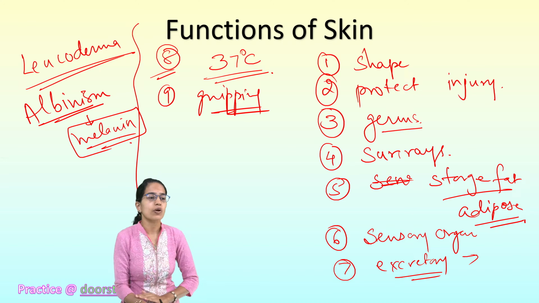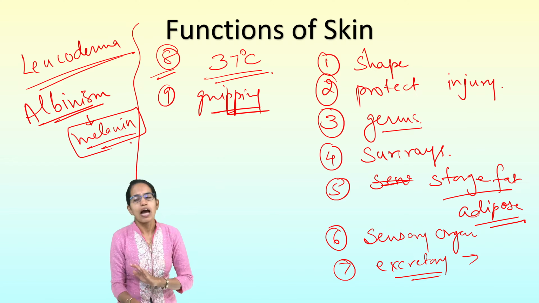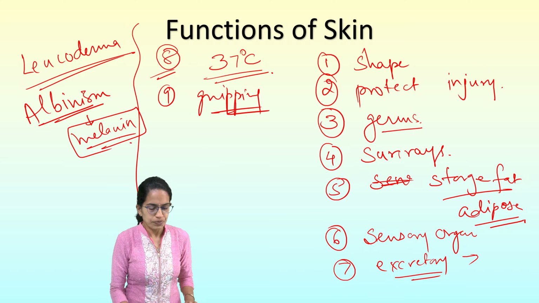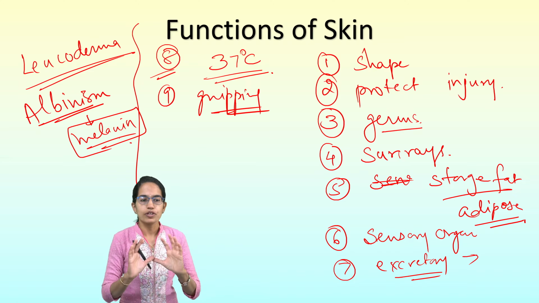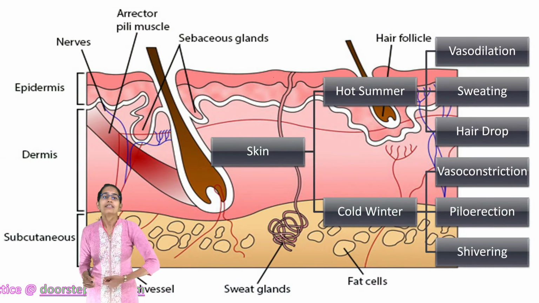The another important disorder is leukoderma, which is white patches on the skin, and that is loss of the pigmentation in the skin. So that is something which talks about the functions of the skin and the primary disorders.